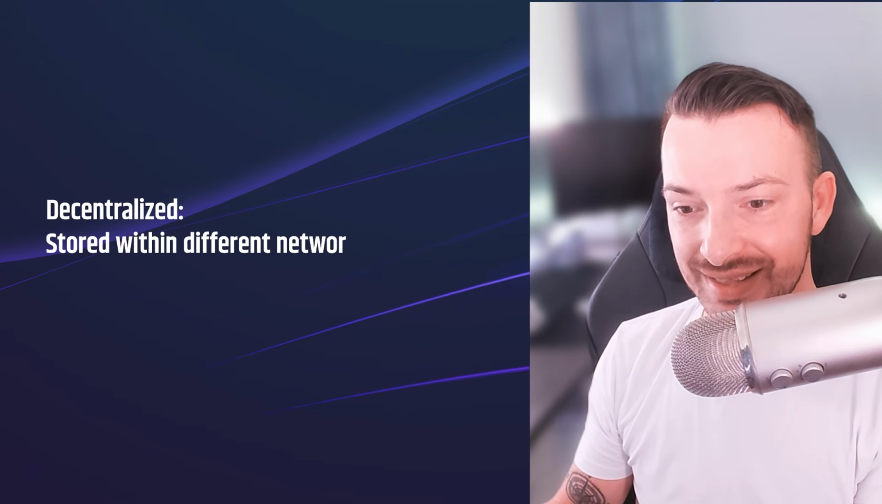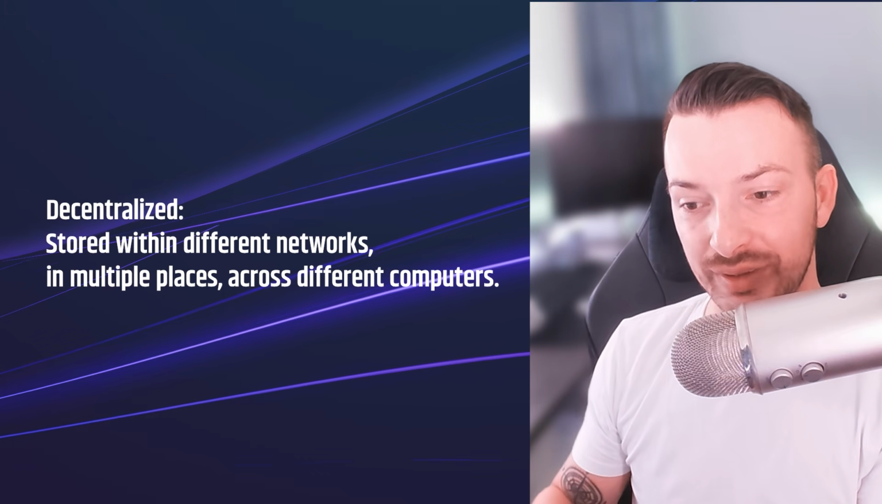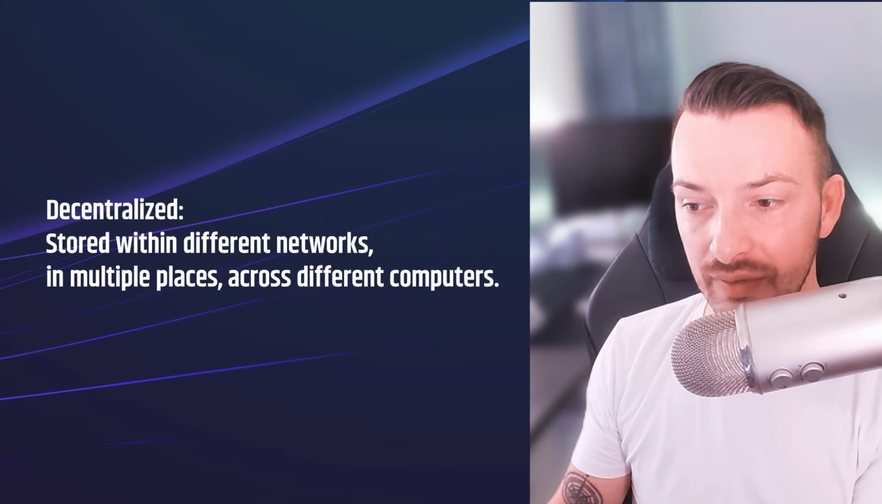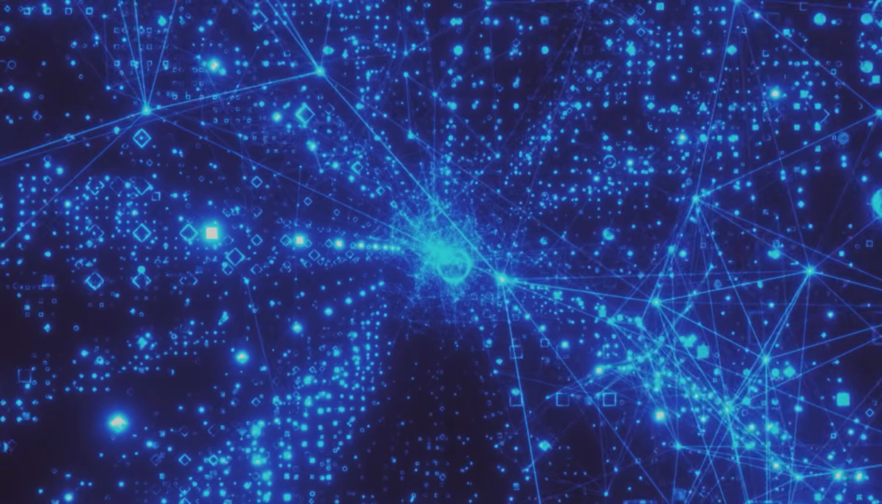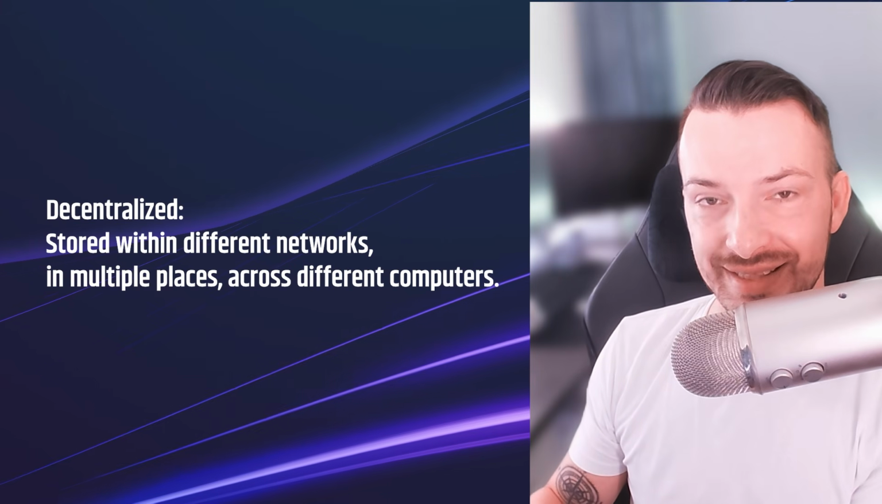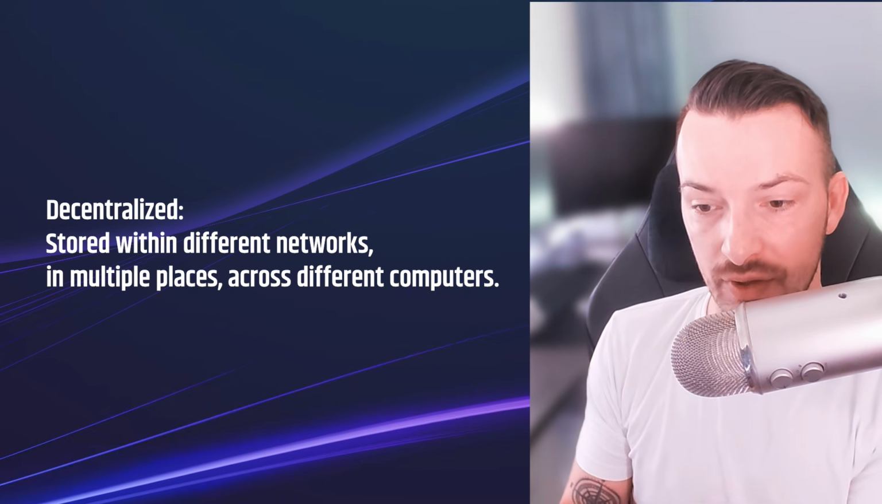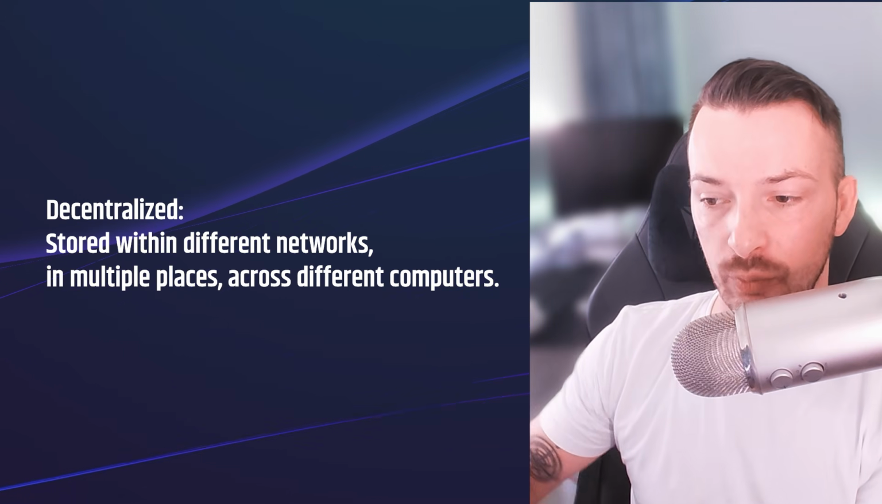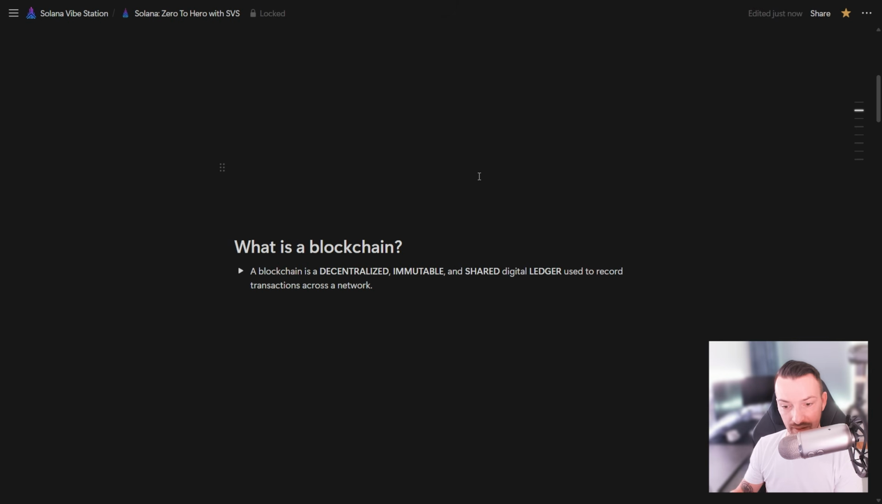And decentralized means that instead of being stored in one place, it is stored within different networks, in multiple places, across different computers. And it also means that you don't have to trust third parties, like for example, a bank. You can trust the blockchain and don't have to think about waiting times and bank fees. Besides that, it's really hard to hack a blockchain because it uses things like cryptography and algorithms of consensus to make blockchains secure. So in short, you can pay for your coffee securely without any fees and intermediaries.